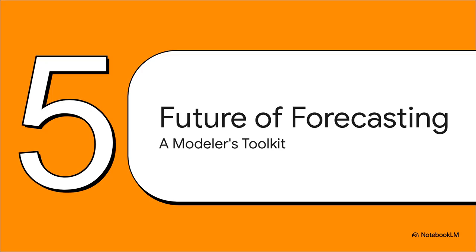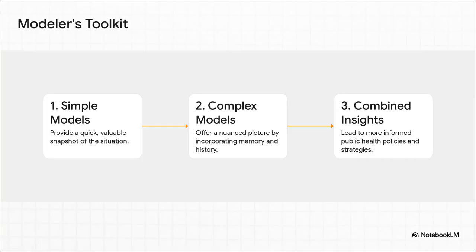So where does all this leave us? Well, the big takeaway isn't that there's one single perfect model. It's more about building a versatile toolkit that we can use to fight the next outbreak. And this toolkit really has two key parts. First, you've got your simple models, like that logistic equation. They give you a quick, really valuable big picture snapshot. But then you bring in the heavy hitters, the complex models with memory, to get that deeper, more nuanced understanding. It's using them together that gives you the best shot at making smart decisions.